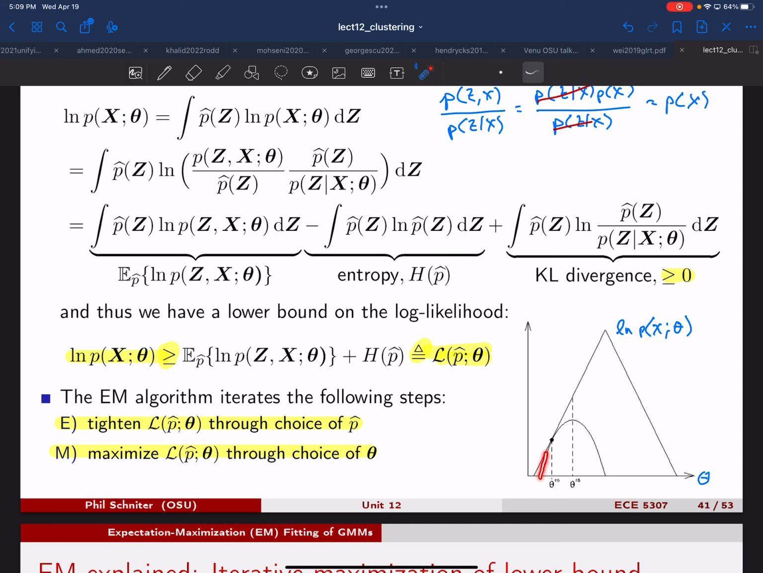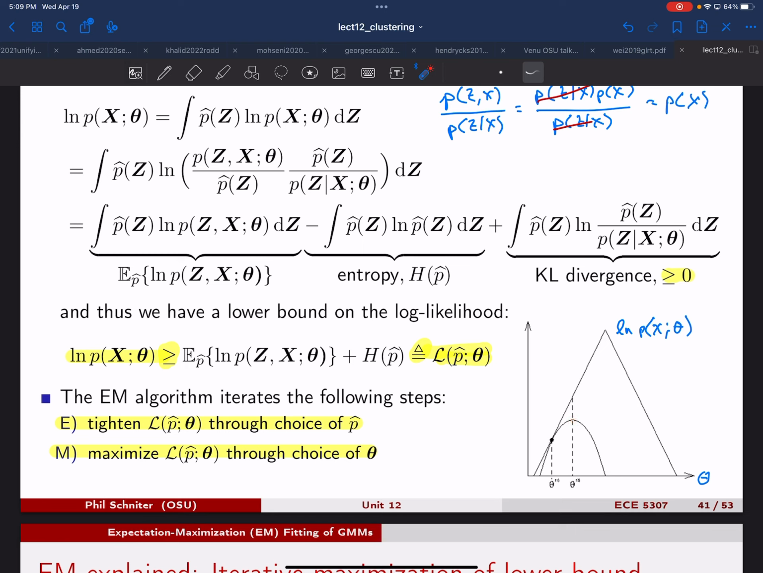The first step is to figure out the quadratic that is a lower bound, that is the tightest lower bound at my current guess. So I'm going to find the quadratic that touches here, but otherwise is strictly below my likelihood. Now, next step, the M step, I maximize my quadratic. So I find the theta that maximizes this, which I can do in closed form. It's where the peak is.